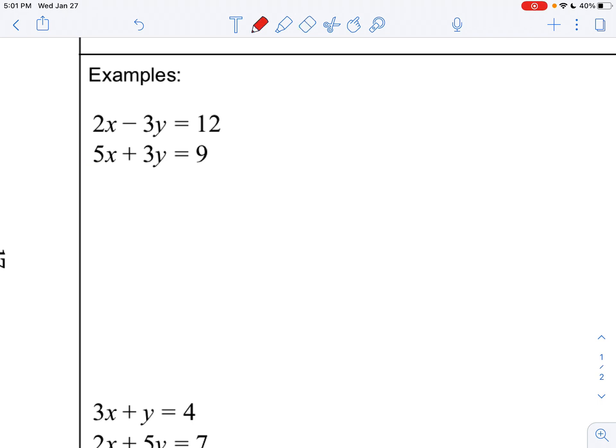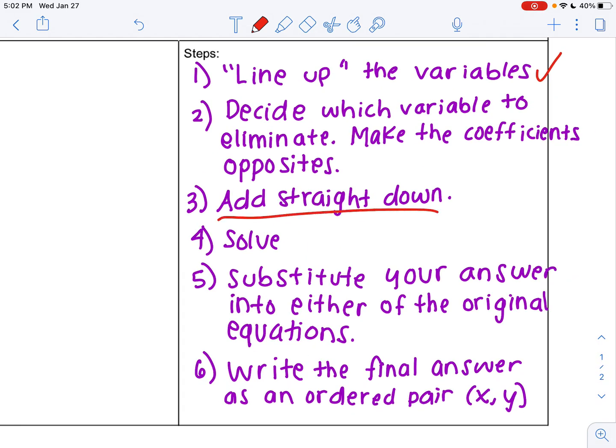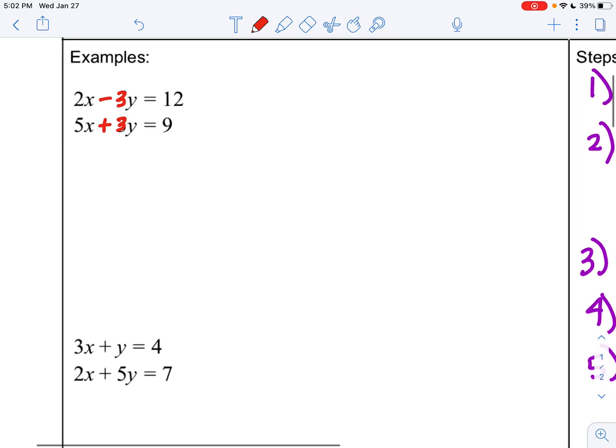Do we see anything like that here? Yes, we have a -3 and a +3. Remember, we need to add down. That's the next step. Number 3 says to add straight down, and then number 4 says to solve. So if we have the coefficients opposites, let's write some examples here. Maybe 2x and -2x, 6y and -6y. Those would cancel each other out. Those are called the opposite coefficients, okay? So we actually have that already done for us. We don't need to do anything. Both of those are opposite.